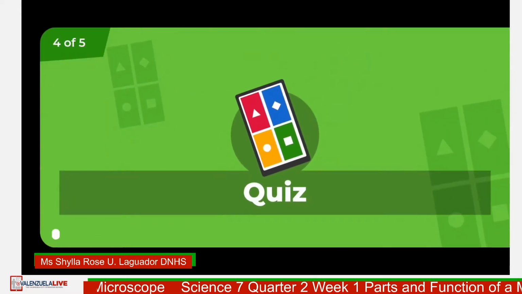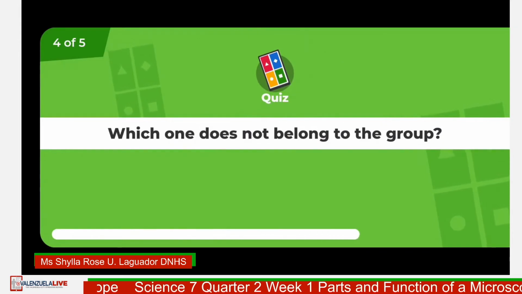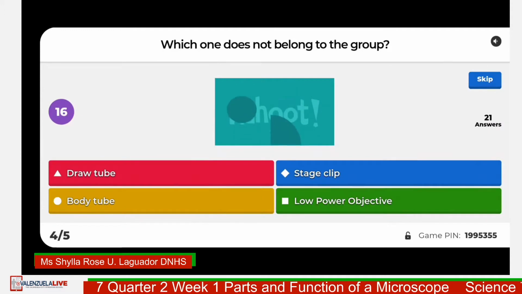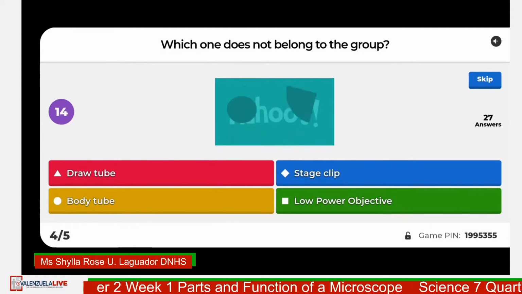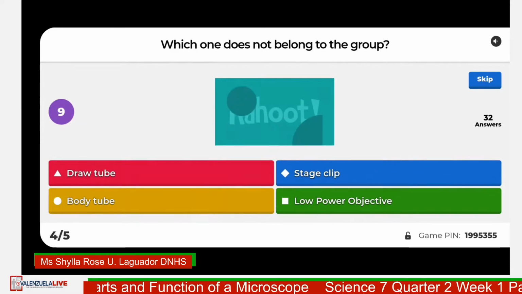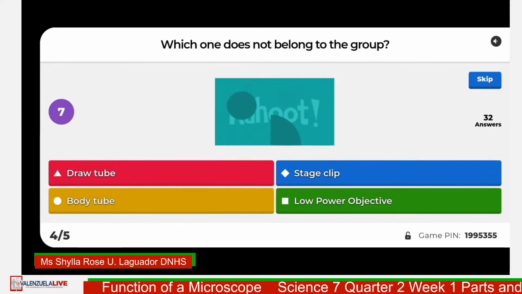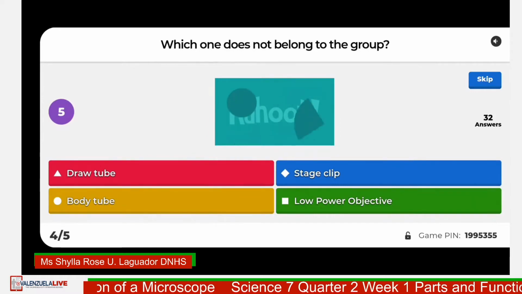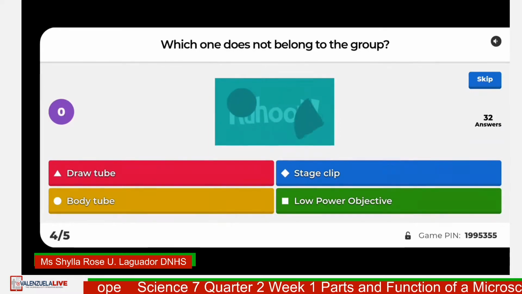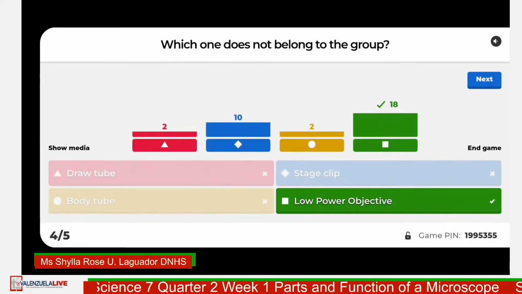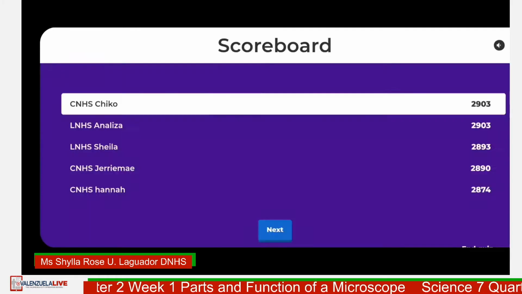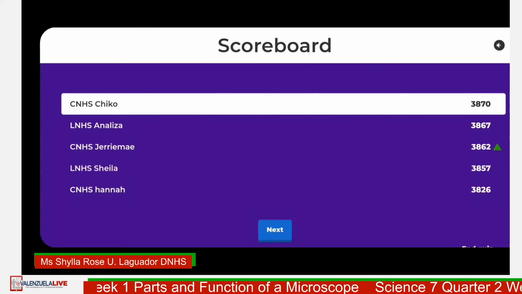Okay, so let's move to number 4. Which one does not belong to the group? Red for draw tube, blue for stage clip, yellow for body tube, or green for low power objective. The correct answer is low power objective because it is the only magnifying part. The rest are mechanical parts.